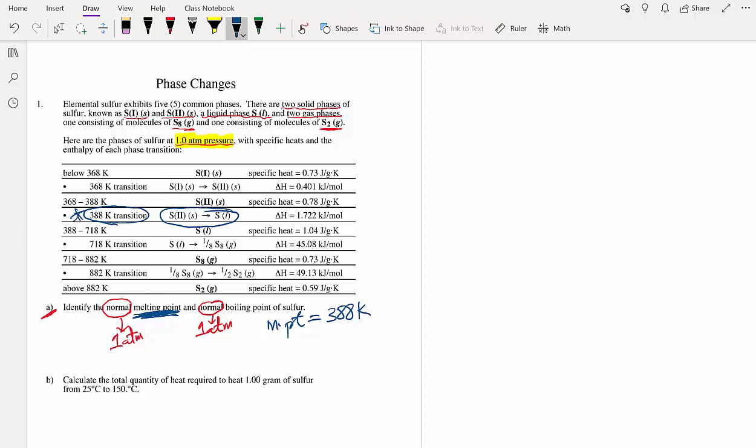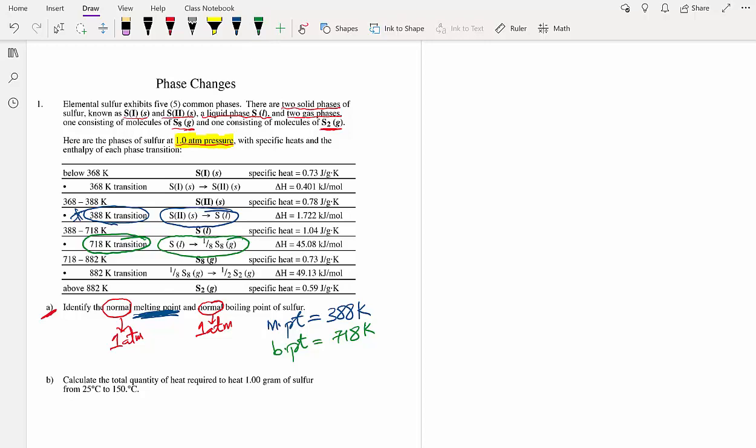Also, if we want to look at the temperature at which sulfur transitions from a liquid into a gas, we would have to look at this transition. And the temperature for that transition is 718 Kelvin. So the boiling point occurs at 718 Kelvin.